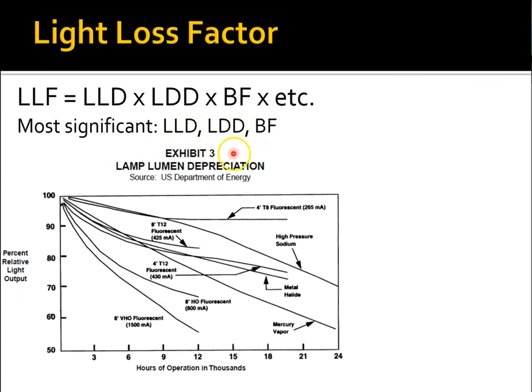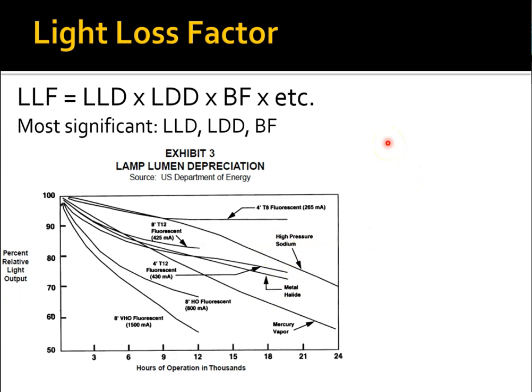So we'll start with lamp lumen depreciation, or LLD. So LLD, again, is the light output diminishes over time, right? And so there are different charts out there. This is one from the U.S. Department of Energy. And so this is a good source, obviously. And so this shows you different types of lamps. We have a T8, we have a T12, we have a high pressure sodium, and so on.